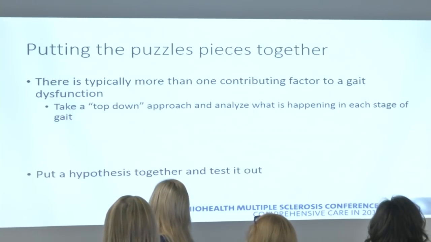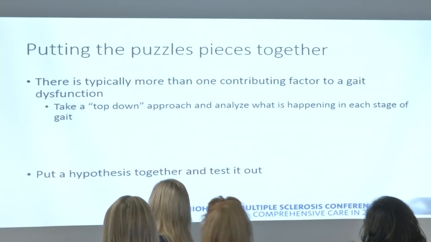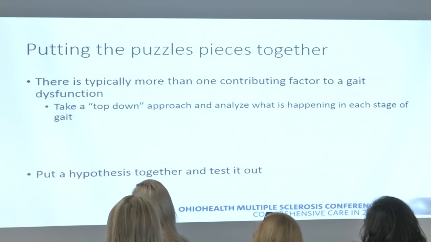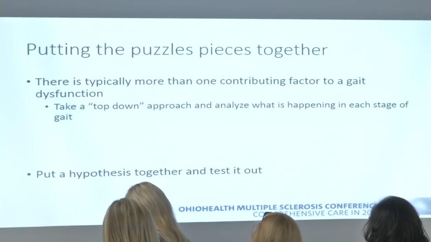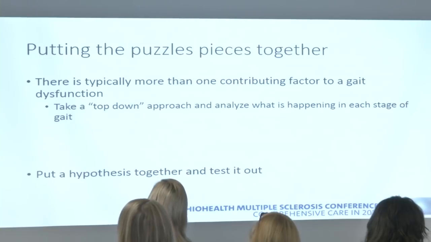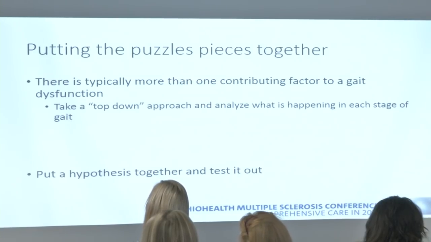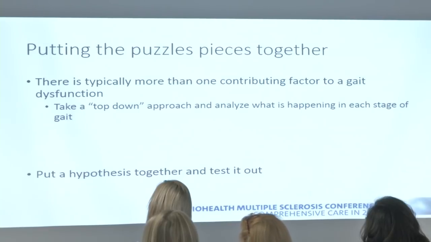Next, we put the puzzle pieces together. It's important to consider that there's typically more than one factor contributing to gait dysfunction in MS. This is where taking a top-down approach and analyzing what's happening at each stage of gait can be really essential, and really considering those first couple slides we looked at: what is normal, and what is this individual presenting with. Next, you can put a hypothesis together and test it out in function. And it may take several follow-up visits and time to really understand why an individual is moving the way they are.